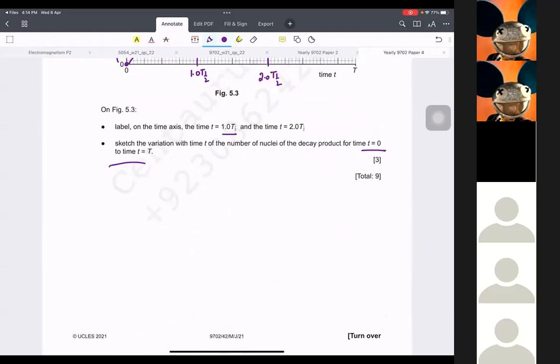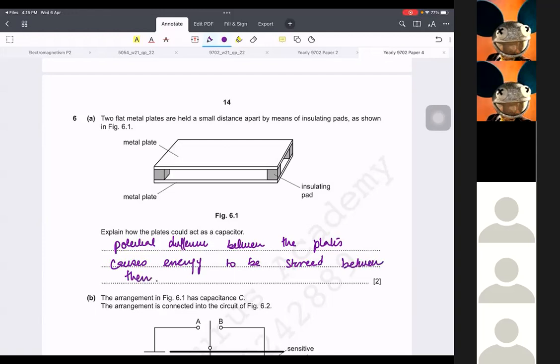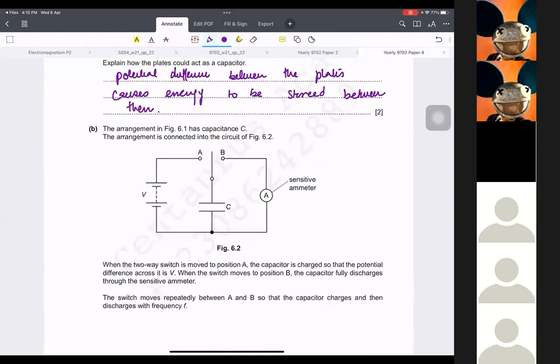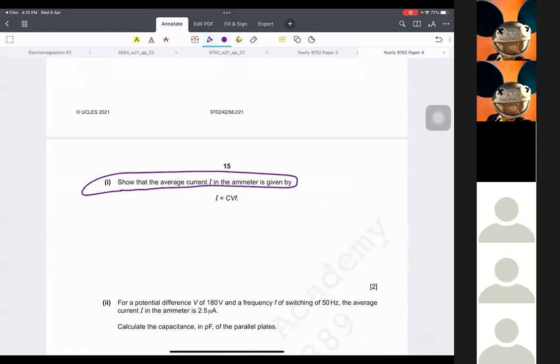Okay, tough question. All the subjects' curves, asking about the same topic. Okay, explain how the parallel plates could act as a capacitor, insulating pad. How capacitors work is that a potential difference between the plates causes energy to be stored between them. You can also write separation of charge, which charge can move. Now, in this one, it says blah, blah, blah. Okay, it says show that the average current in the ammeter is given by I equals CVF.